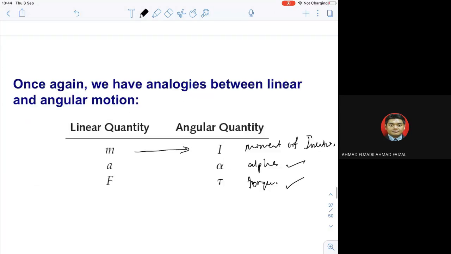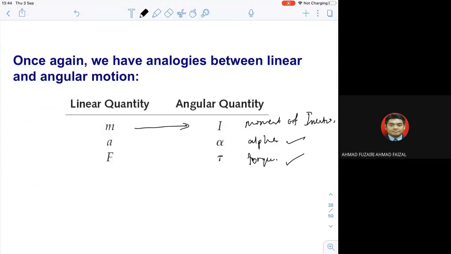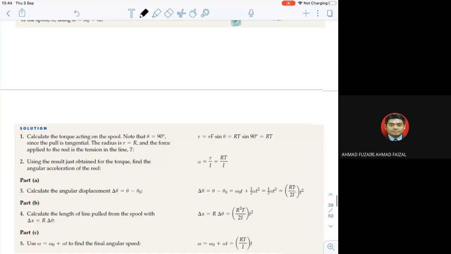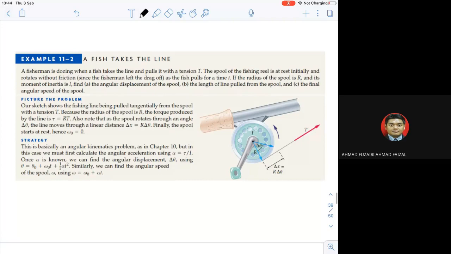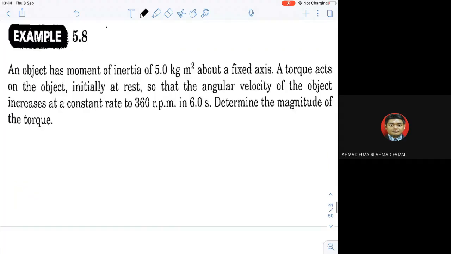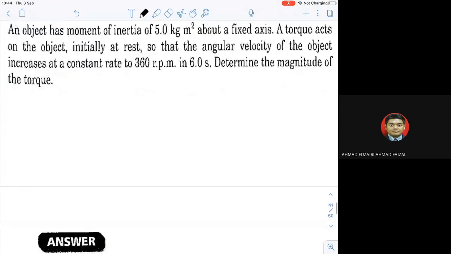Once again, we have analogies between linear and angular motions. Mass is comparable to moment of inertia, acceleration a is comparable to alpha, and force F is comparable to torque. So there are a few equations and questions you can look forward to. Maybe we try to solve one problem using this.